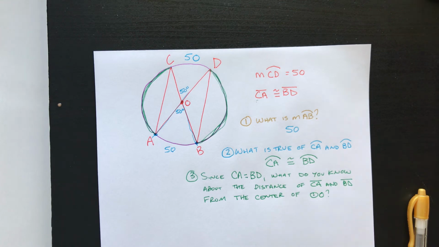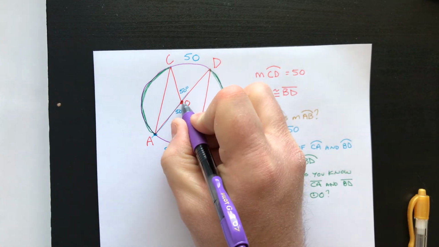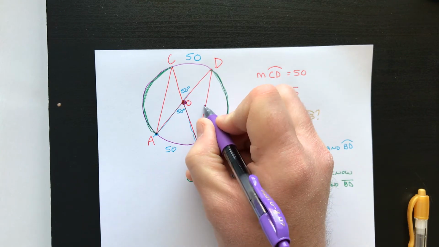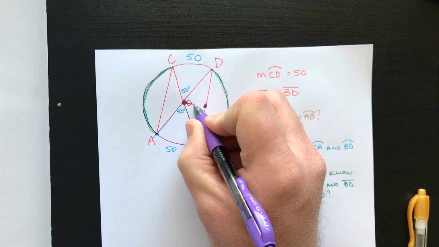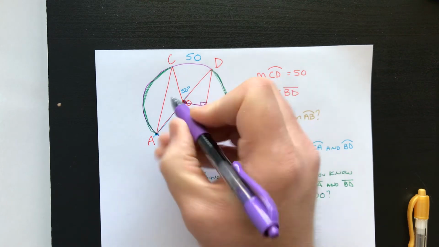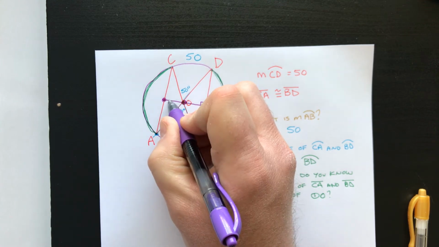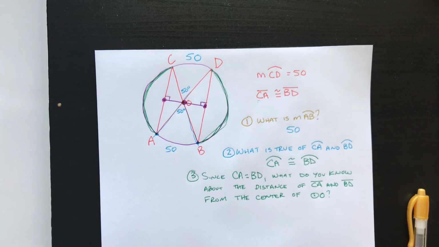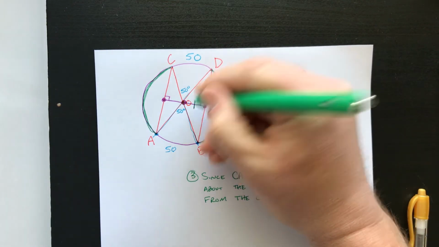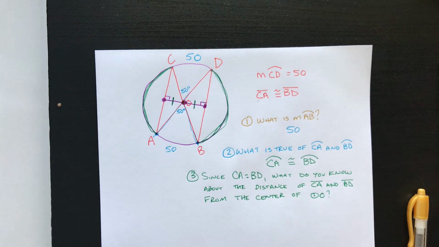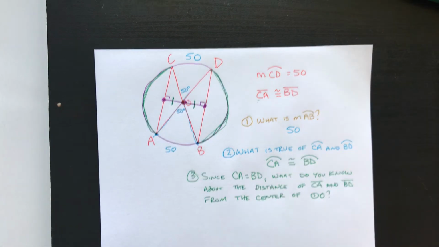Well, what I can tell you is the distance from here to here, and it's always perpendicular. All right? And the distance from here to here, all right, those are congruent distances. All right? Those are congruent. So the distances are equal because in a circle, congruent chords are equidistant from the center. And you're going to use that in the section, all right, in the chapter.